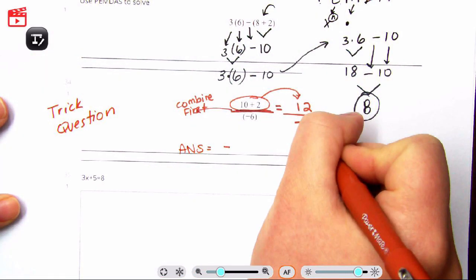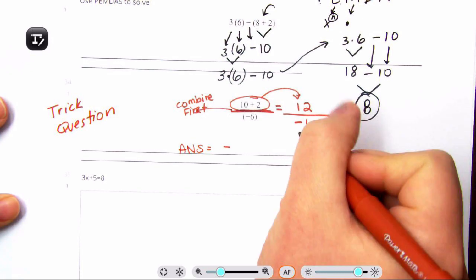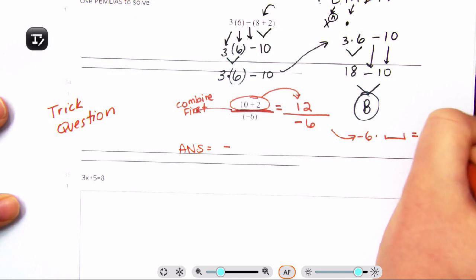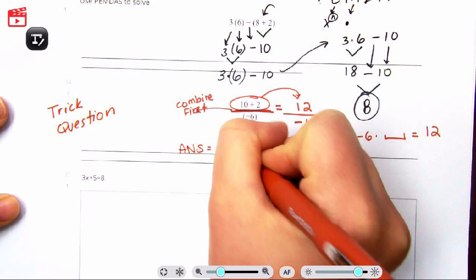So then I have 12 divided by 6, which means negative 6 times what is equal to 12? And that is 2 with a negative.